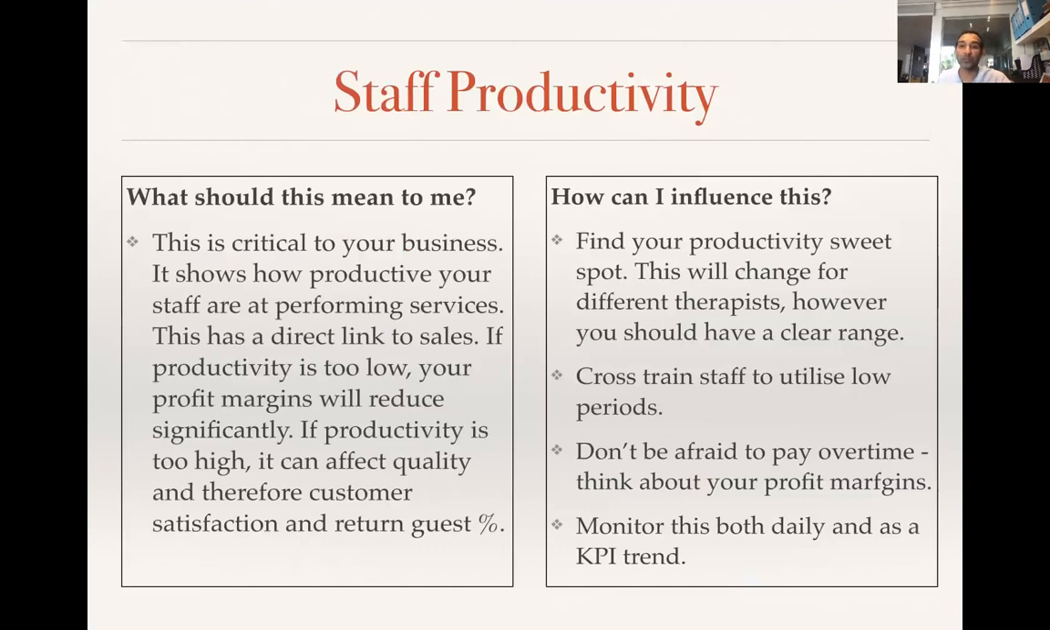Okay. And what should this mean to me? Well, a critical KPI for your business, right? It shows how productive your staff are, and it is a direct link to sales. If productivity is too low, it means that it will reduce your margins significantly. Your costs will be higher in relation to your revenue, and you will have less profit. But if your productivity is too high, there's the danger of affecting the quality of your work and the reputation of your services, which is difficult to measure, right?